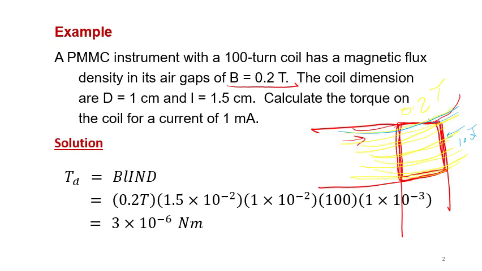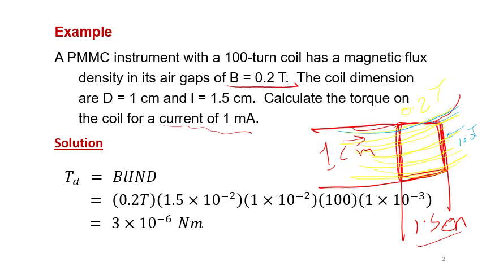And this is the length. Regardless of that, it's no problem. This is 1.5 centimeter, let's say, and this is 1 centimeter. Though my drawing is not giving the right dimension, I hope you catch it. Whatever it is, I don't mind. I just want to know that one side is 1 centimeter and one side is 1.5 centimeter. Calculate the torque on the coil for the current of 1 milliampere.